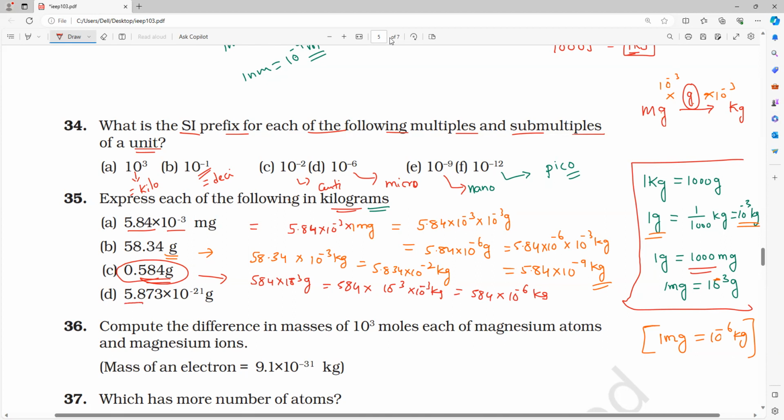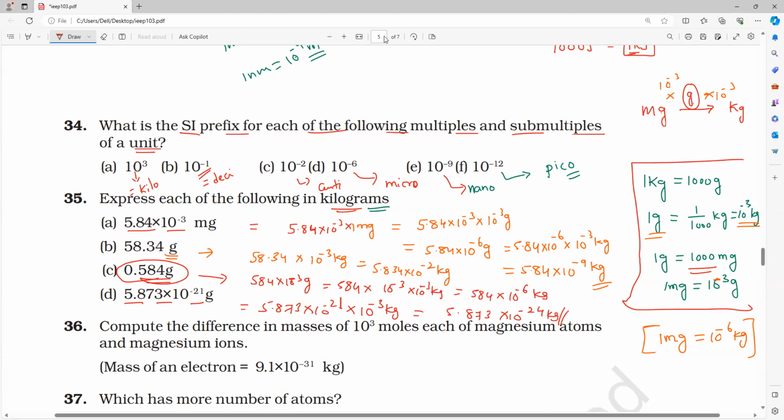Next, 5.873 into 10 power minus 21 grams. So 5.873 into 10 power minus 21 into 1 gram is equal to how many? 10 power minus 3 kilograms. So the answer is 5.873 into 10 power minus 24.